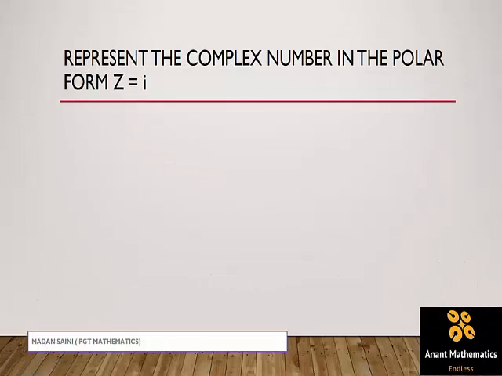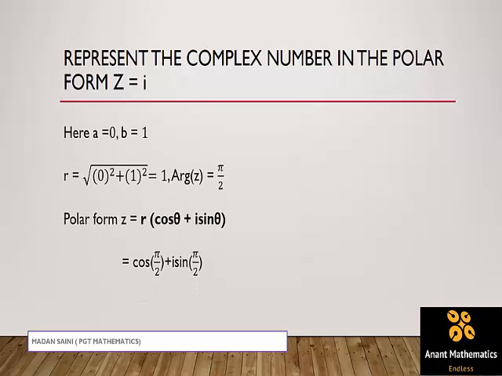Now I am going to discuss some special complex numbers. The complex number iota lies on the y-axis only because it is a purely imaginary number, and above the origin. So the argument of this complex number is pi by 2 and modulus is 1. Therefore, the polar form will be cos of pi by 2 plus iota sine of pi by 2.